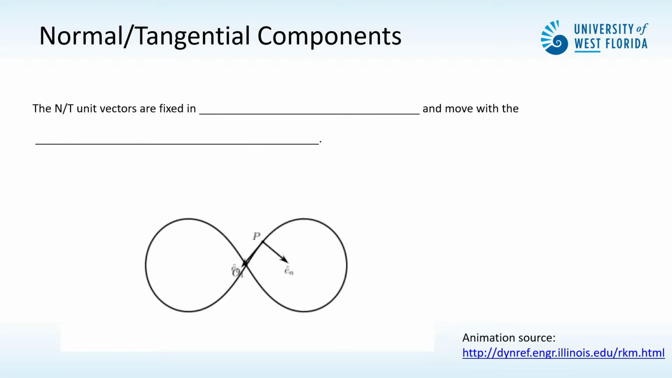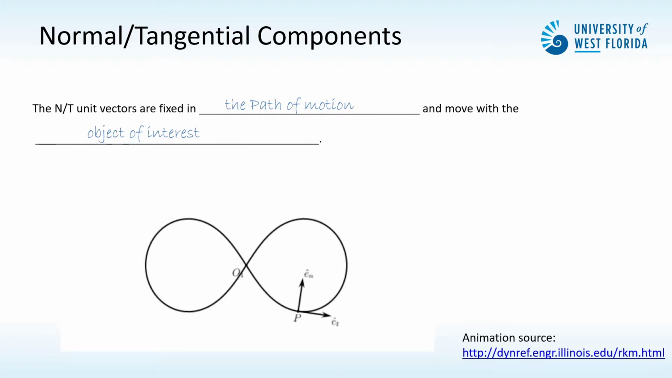The normal tangential unit vectors are said to be fixed in the path of motion and they move with the object of interest. As with polar coordinates, the motion of the unit vectors is a bit difficult to visualize, so here's an animation. The tangential unit vector, shown here as et, always points in the direction of motion. The normal unit vector, shown as en, always points toward the center of curvature of the path of motion and can change abruptly, as it does at the crossover point of this figure 8.